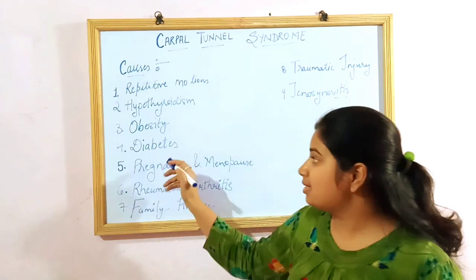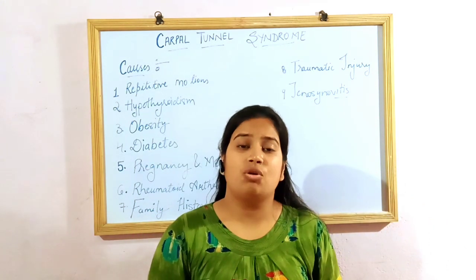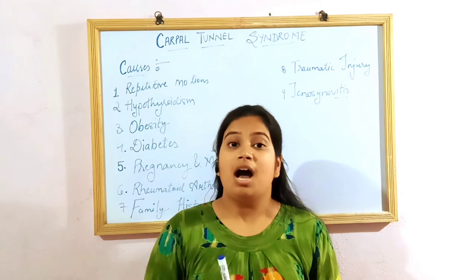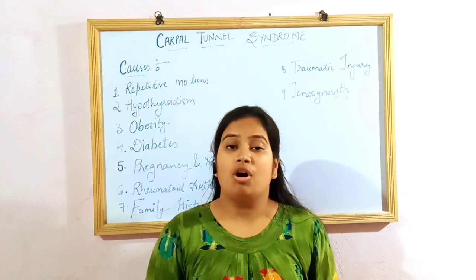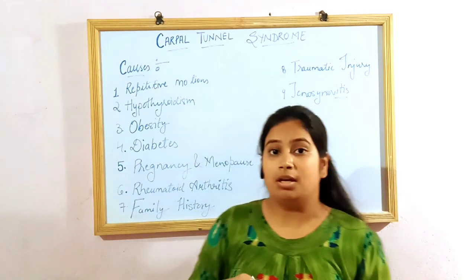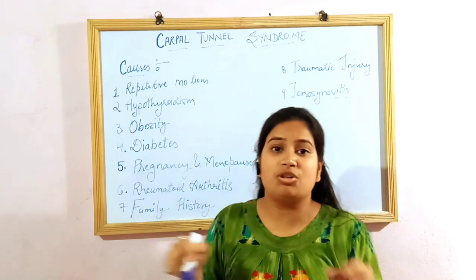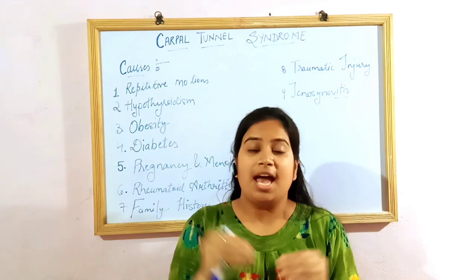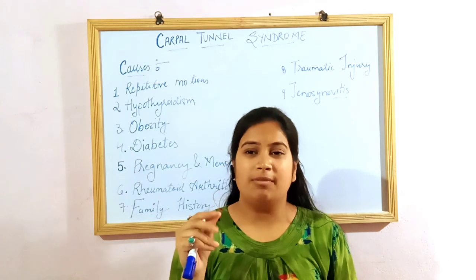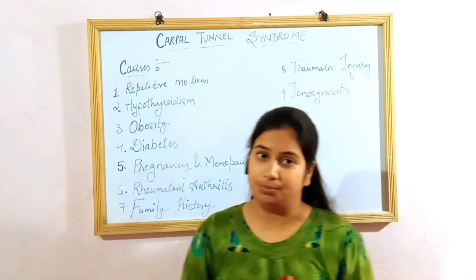Our next cause is diabetes. In case of diabetes, there is no such known cause, but researchers believe that high blood sugar level causes carpal tunnel syndrome, because in this there is glycosylation of the flexor tendons, which means your tendon becomes inflamed and there is also accumulation of increased mucinous material, and thus causes carpal tunnel syndrome.